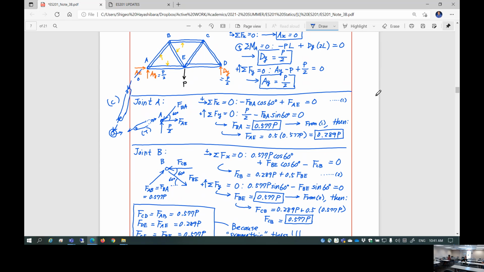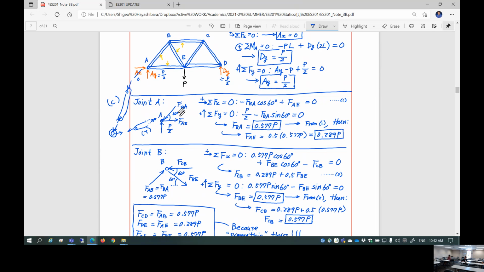Good point, though. Oftentimes you can never tell if a member is compressive or tensile, so you just basically guess it. Then if a negative sign comes out, well, of course, this is a free problem. You can always correct it after you complete your equations of equilibrium at each joint. I thought originally FAB is this way, but this is a negative sign. That means this is actually the direction. You can always do that. So this is compressive, obviously.